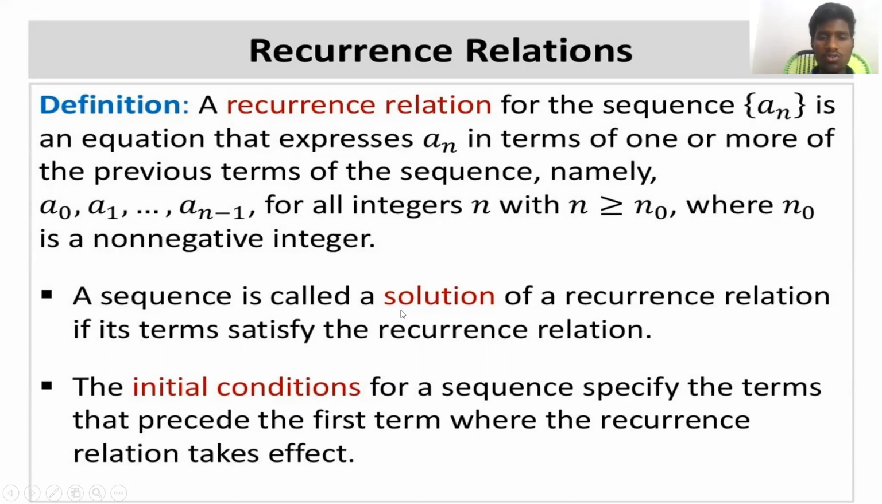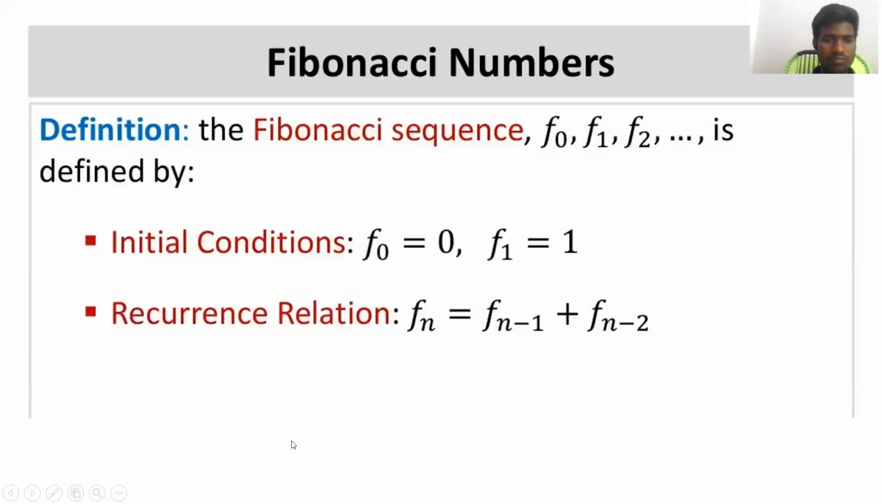A sequence is called a solution of a recurrence relation if its terms satisfy the recurrence relation. Whatever sequence we have discussed is called a solution of a recurrence relation if and only if it satisfies it, where n is greater than or equal to n0, and n0 should not be negative. The initial conditions for a sequence specify the terms that precede the first term where the recurrence relation takes effect.